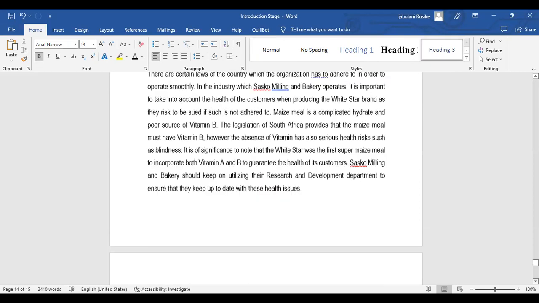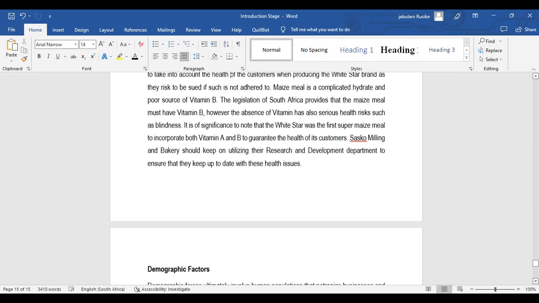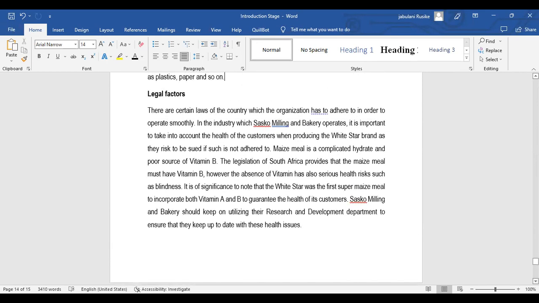Right? I had given an example of SASCO. There's a law about maize, they call it a hydrate product and stuff. So there's a legislation in South Africa that provides that maize meal must have vitamin B. So SASCO has to make sure that their product, their maize meal, has vitamin B. It's just an example. It affects the operations of the organization.